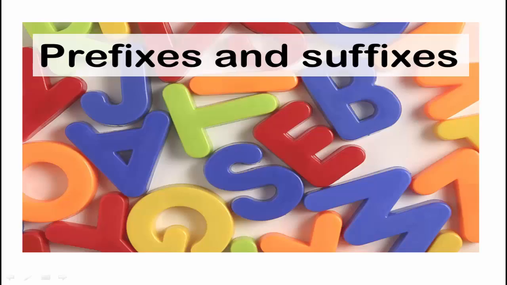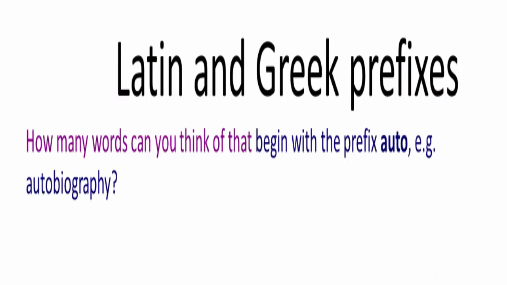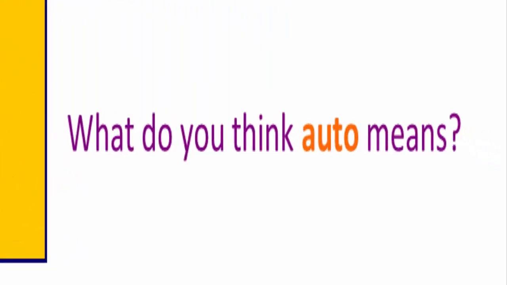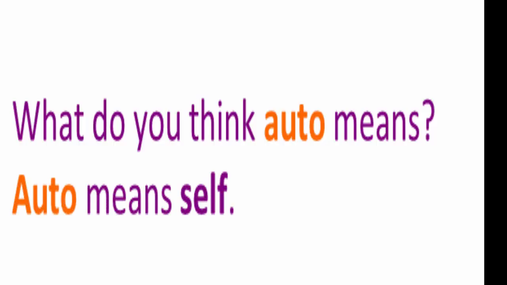Now we start with some exercises about prefixes and suffixes. We start with some Latin and Greek prefixes. How many words can you think of that begin with the prefix auto, for example? Yeah, autobiography. What else? You're right, and here are a few suggestions. Autograph, automobile, and automatic. What do you think auto means? It means self. That's right.